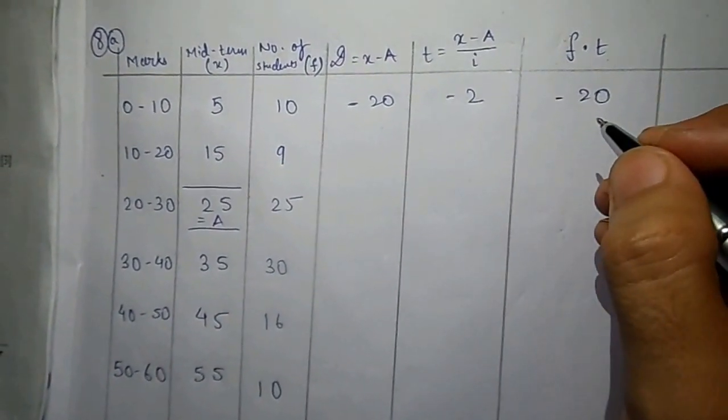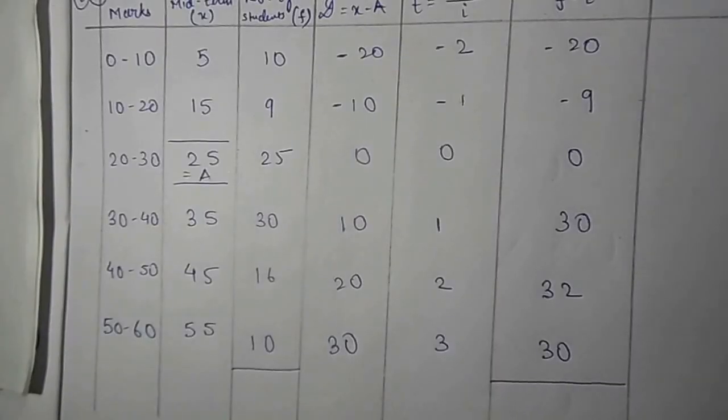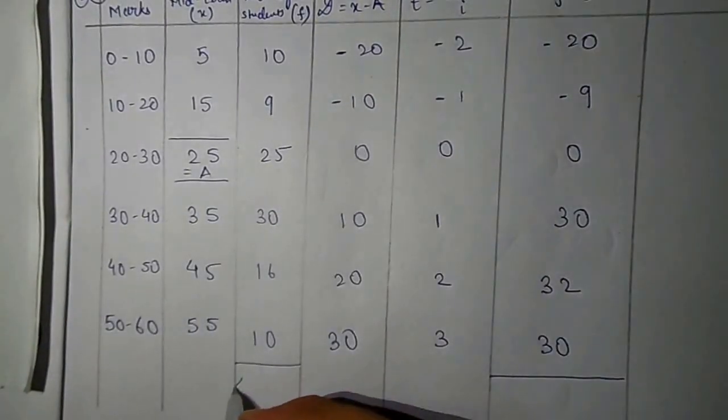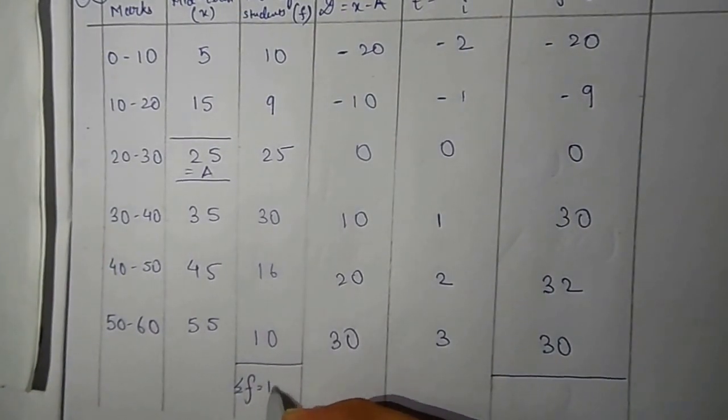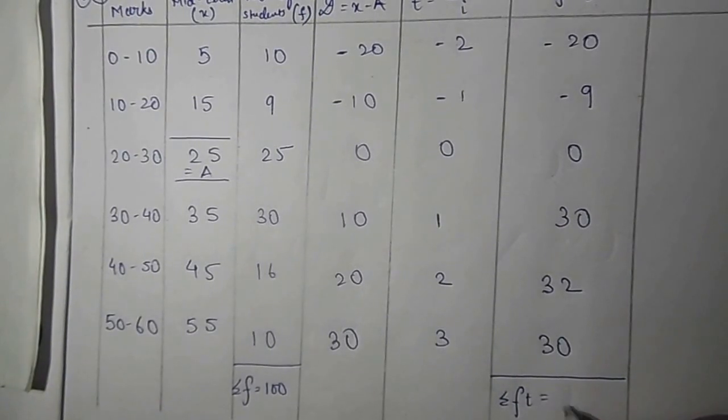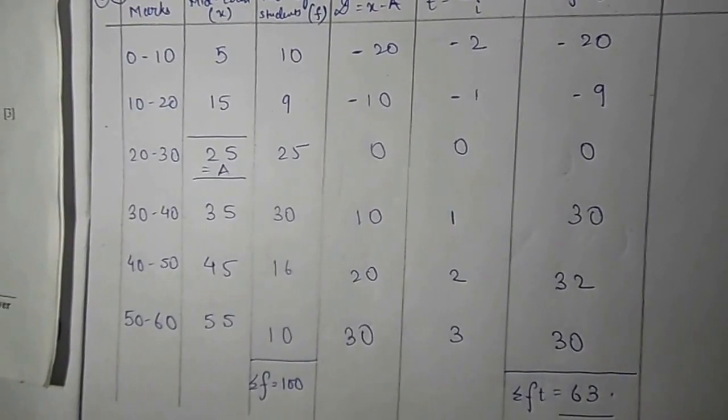Now I'll solve all this and then we will continue the video. Okay, so I've solved the table. Now we have to calculate two summations. First sigma f here is equal to 100 and sigma ft here is equal to 63.